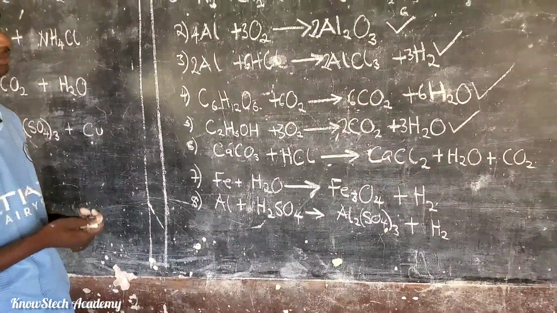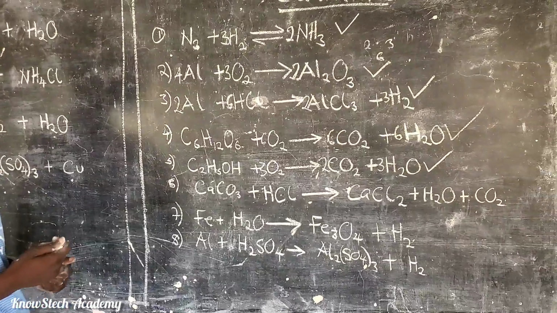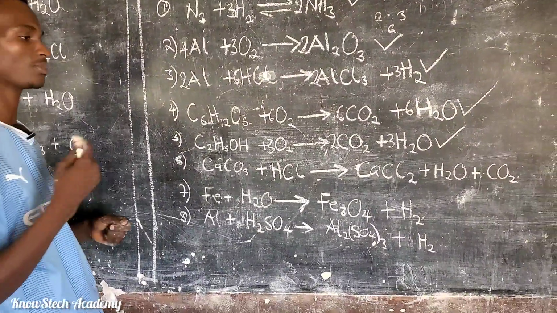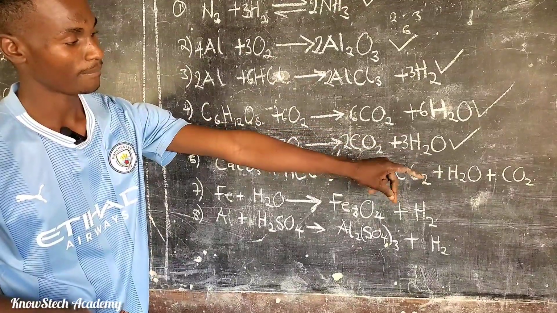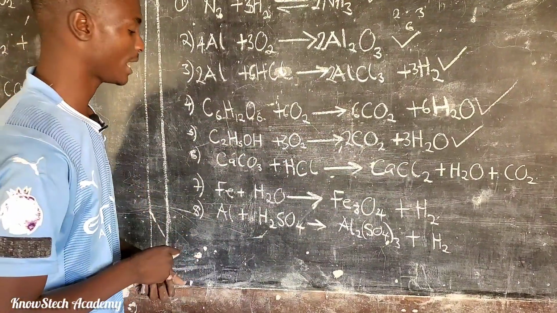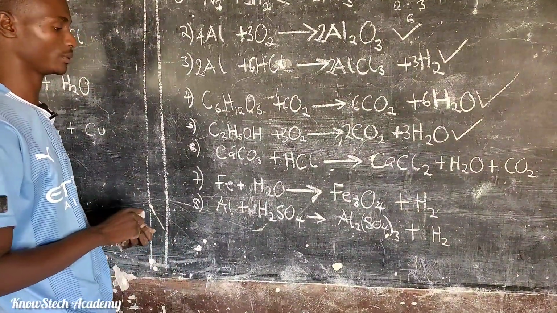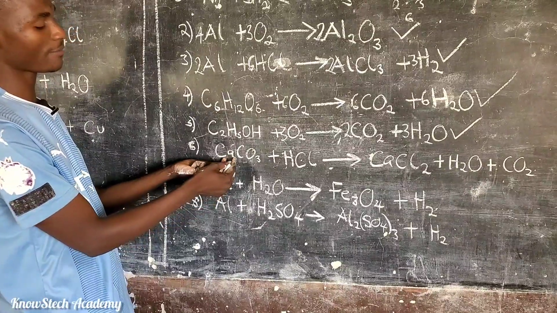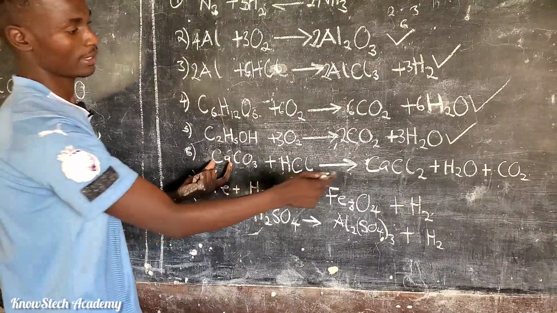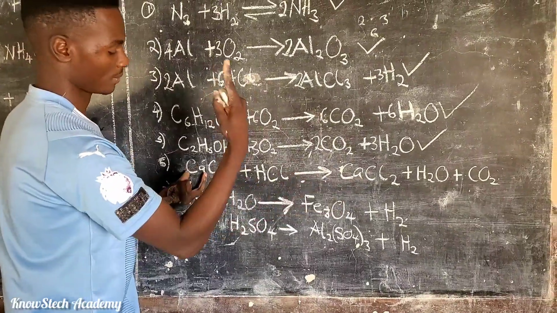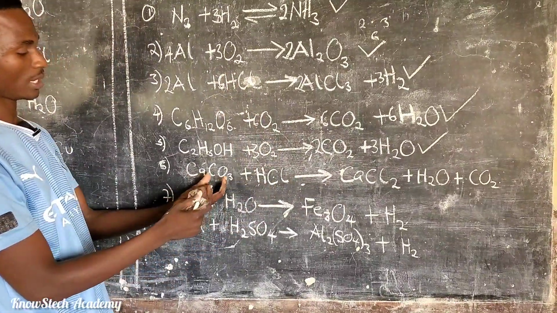Okay, so now calcium carbonate reacting with dilute hydrochloric acid to produce 3 products: calcium chloride, water, and carbon dioxide. Very good. So we have 1 atom of calcium on the reactant side. Even here we have how many atoms? 1 atom.